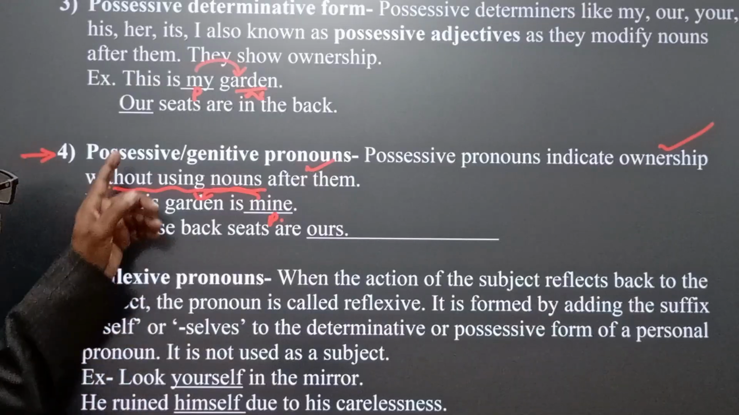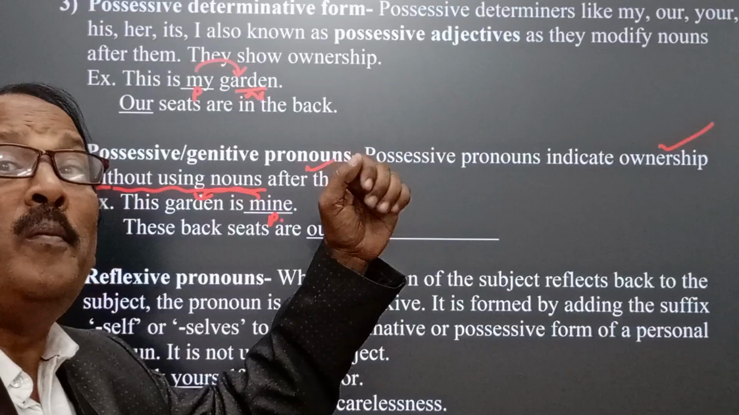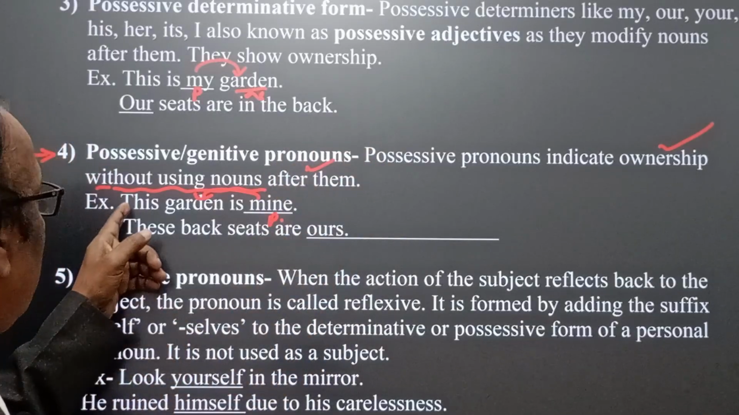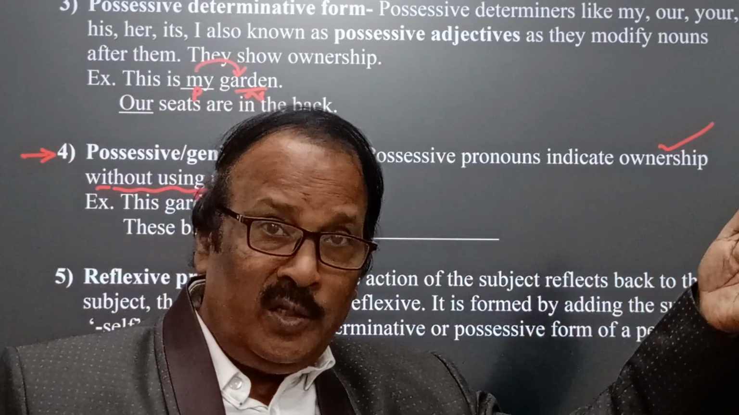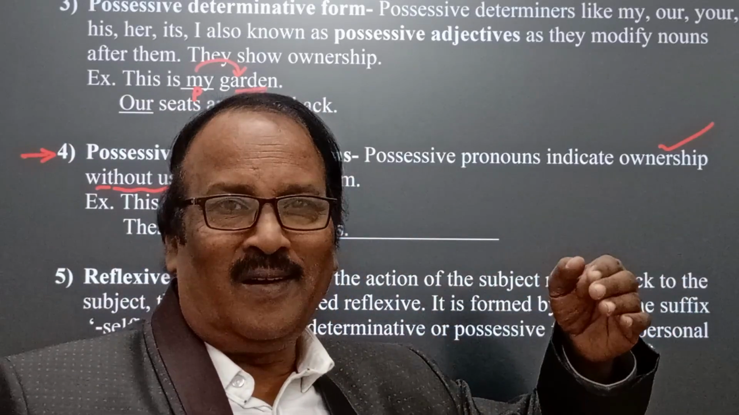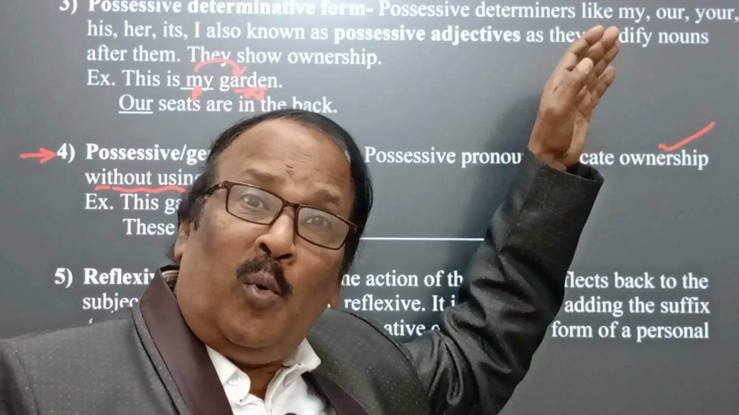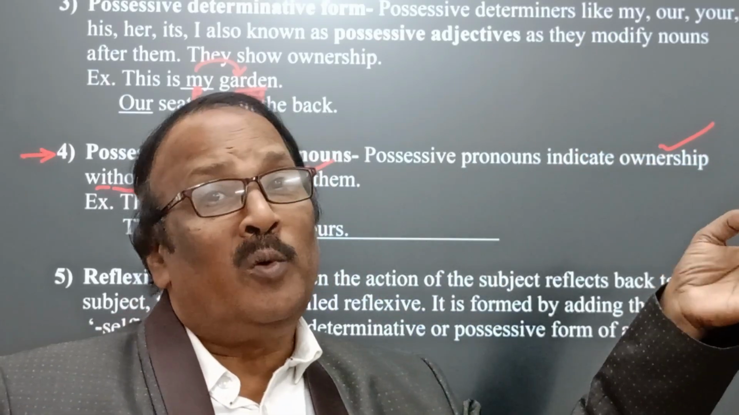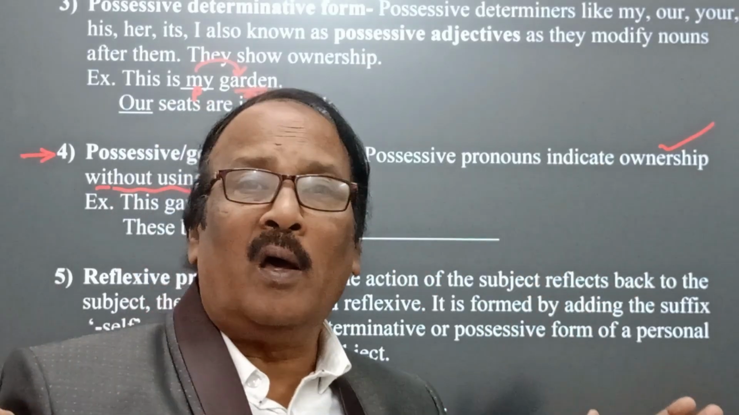It means, see, this is my garden. I am the owner of this garden. Okay, here this garden is mine. It means, see, this garden is under my possession. Okay, I am the owner of the garden. So both express ownership, but their grammatical functions differ.